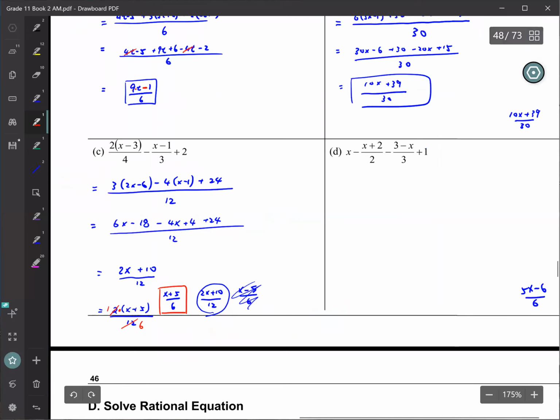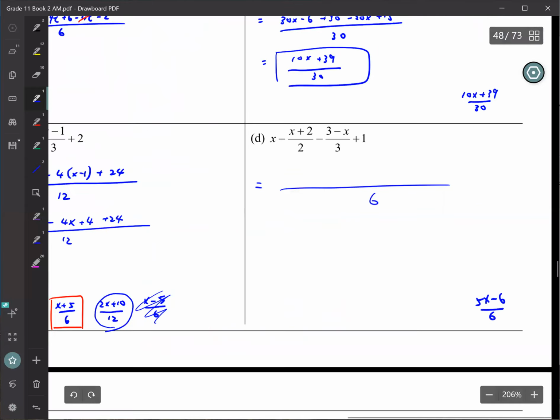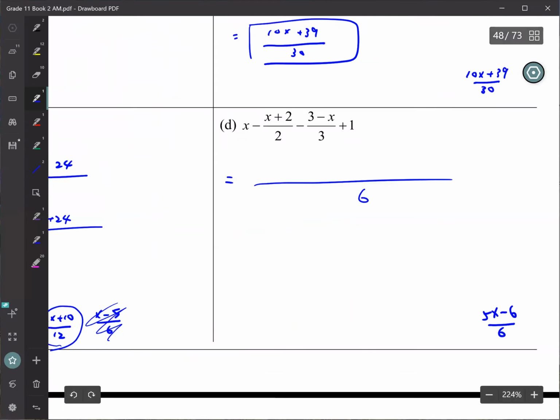Okay, question D. Common denominator is 6, okay? This one is simply 6. So I'd like to know what to put on the numerator this time. Eric, can you tell us what's on the numerator? I have 6x minus 3 times x plus 2 minus 2 times 3 minus x plus 6. Okay, plus 6. Very good.